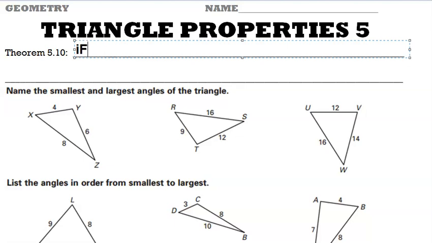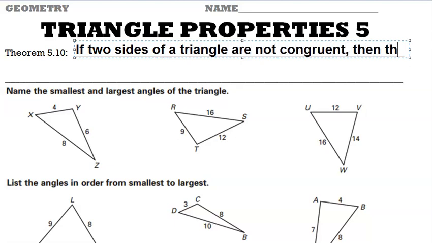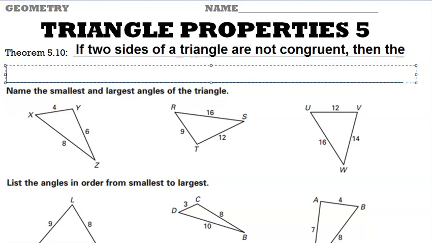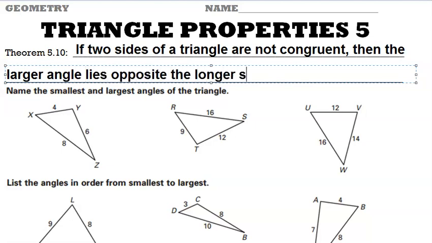So, if two sides of a triangle are not congruent. Now, we just say that because if they're congruent, then that means something completely different about the angles, but I think you already know that. If two sides of a triangle are not congruent, then the larger angle lies opposite the longer side. So again, I think this is pretty much common sense. We're just going to put a reason to it.